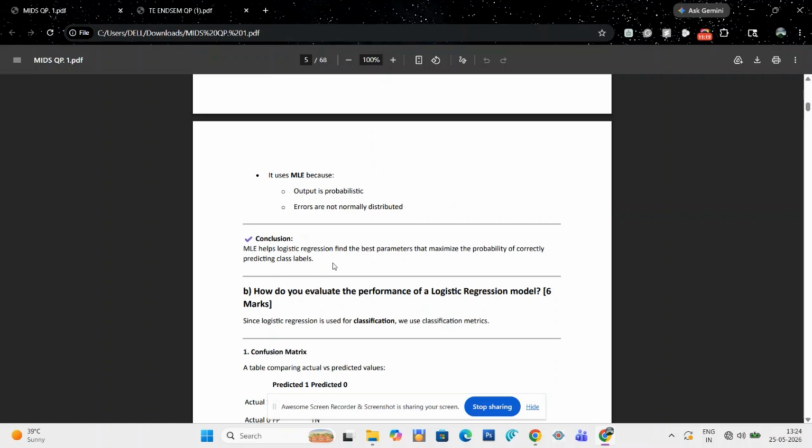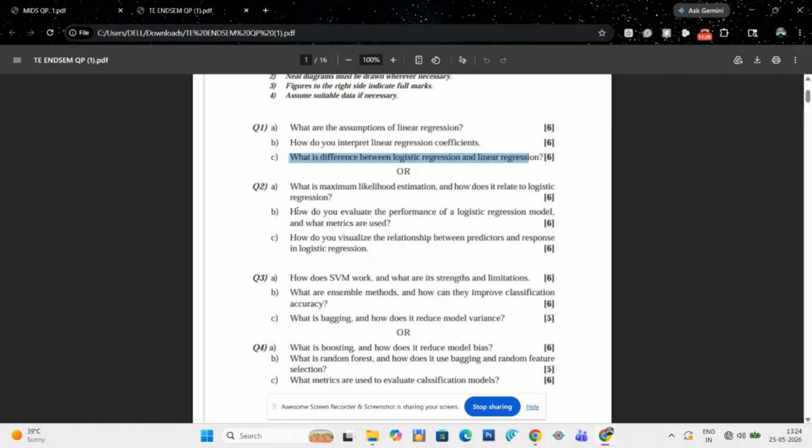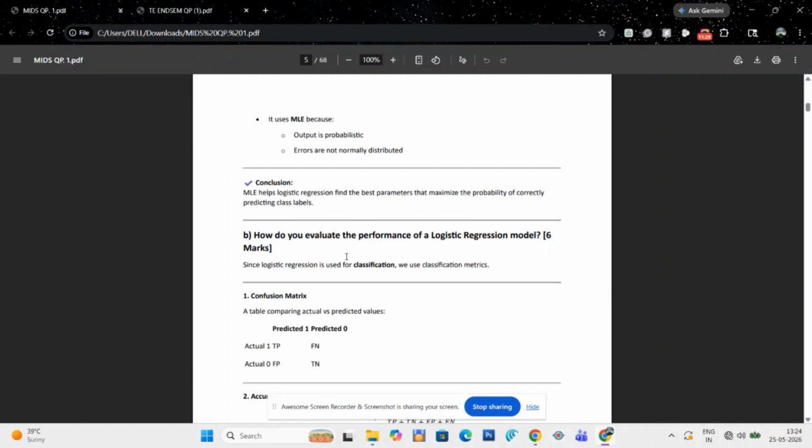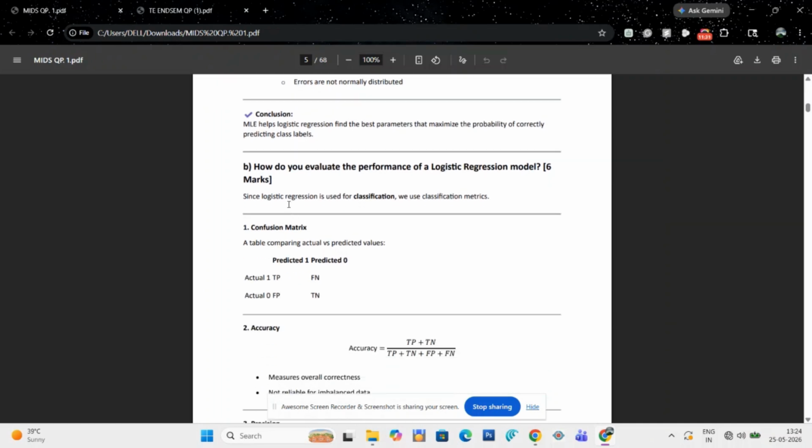Okay, so the next question is, how do you evaluate the performance of a logistic regression model and what metrics do you use? Since logistic regression is used for classification, we use classification metrics. Logistic regression predicts outcomes like yes, no, or 0-1 format. It is a probability-based classification. So for that we use classification metrics.